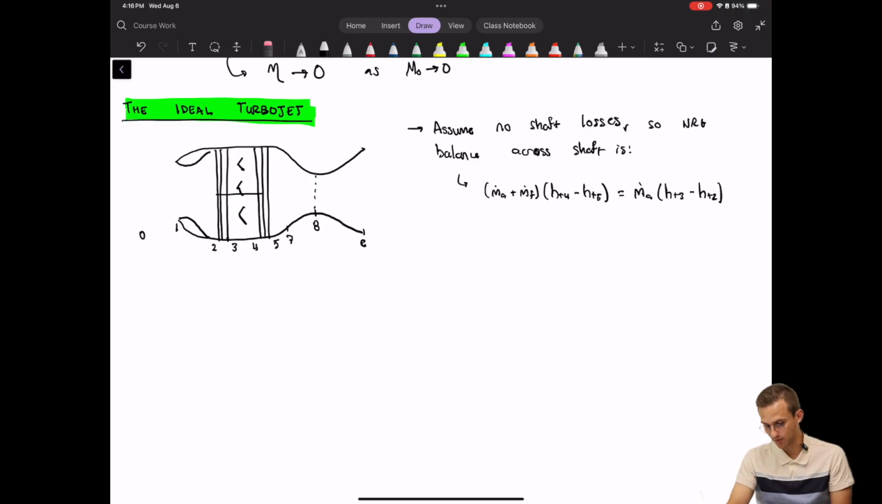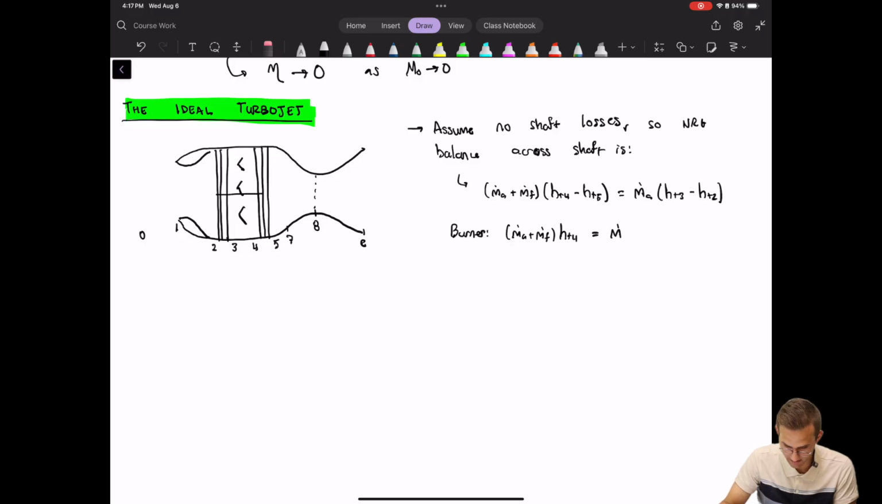The reason HT4 and HT5 are flipped here is that it would almost be better to put all these terms on the same side because we want them to sum to 0, but that's why the turbine part is flipped. Okay, and then we also have the burner energy balance, which is m dot A plus m dot F, times HT4, equal to m dot A HT3 plus m dot F HF.